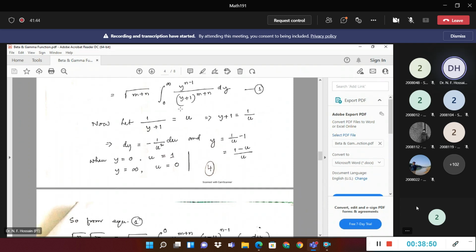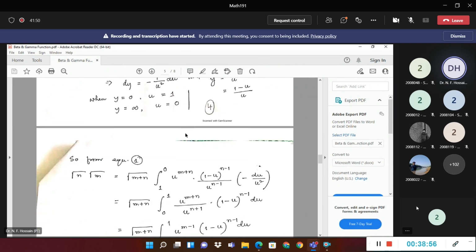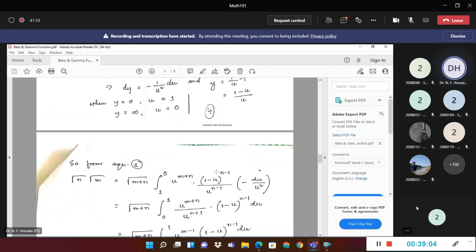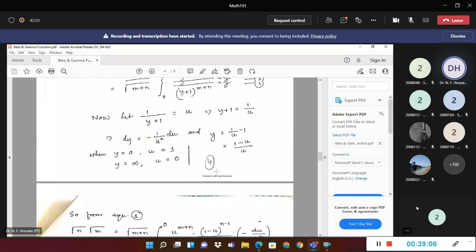So for this 1 by u plus 1 whole to the power m plus 1, it should be u to the power m plus 1. Yes, u to the power m plus 1, integral 1 up to 0, gamma m plus 1, m plus n remains outside. And now let us put down the value of y here.